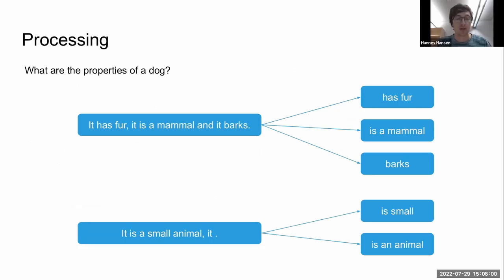As the generated answers are text, we had to process it to extract and norm the features. We applied several splitting and extraction rules that transform, for example, the answer, it has fur, it is a mammal and it barks, to the features, has fur, is a mammal and barks. We further normed the features to be as concise as possible. For example, a feature like it is a small animal gets transformed to is small and is an animal.